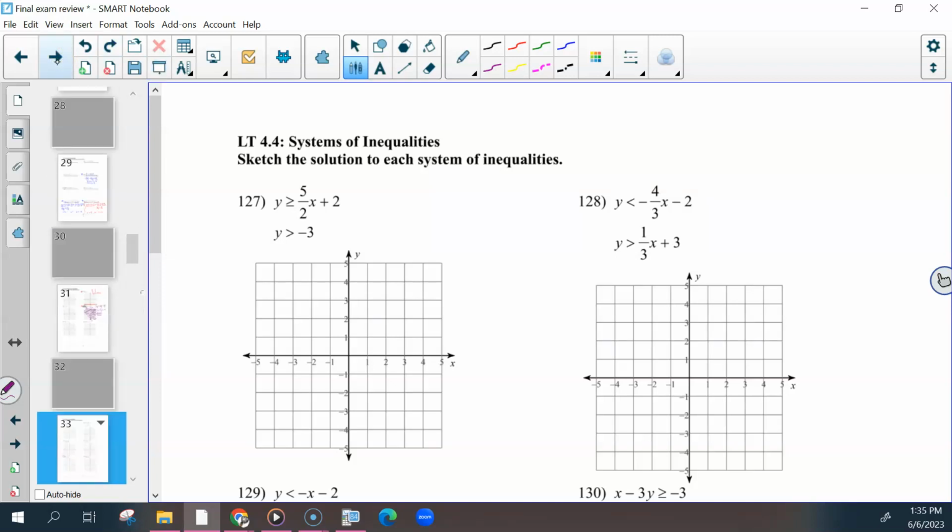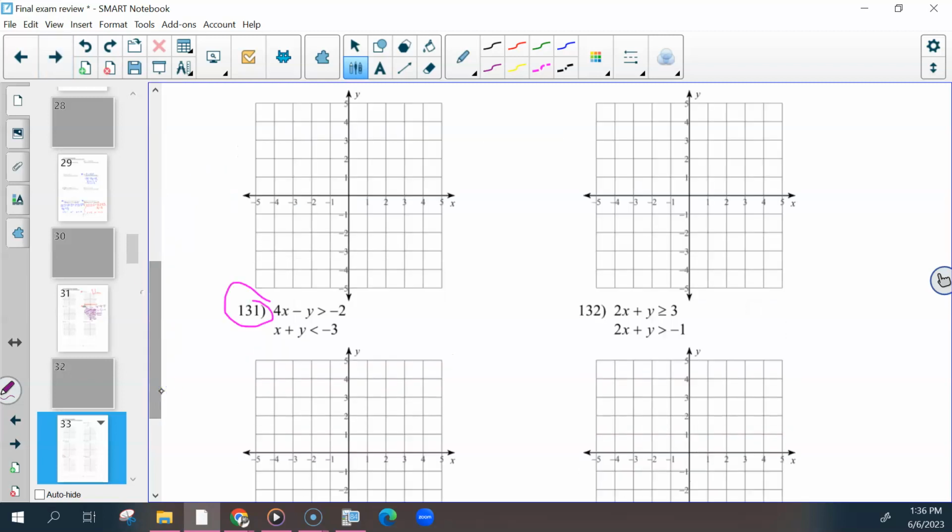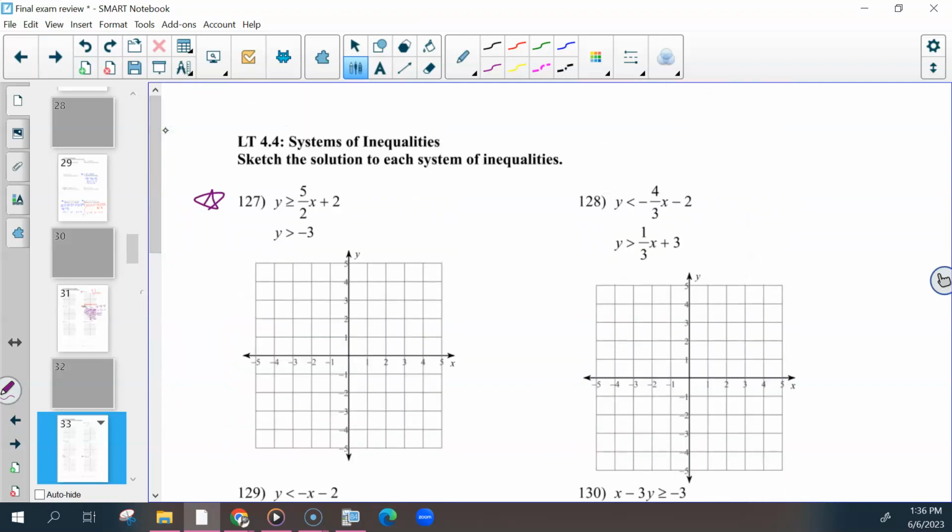Is your systems of inequalities. Which of those would we like to see you go over? 127. Okay, let's start with those two. I would use 2 different colors or writing utensils for these. For this first one, this is greater than or equal to, so it's going to be solid, shaded above.